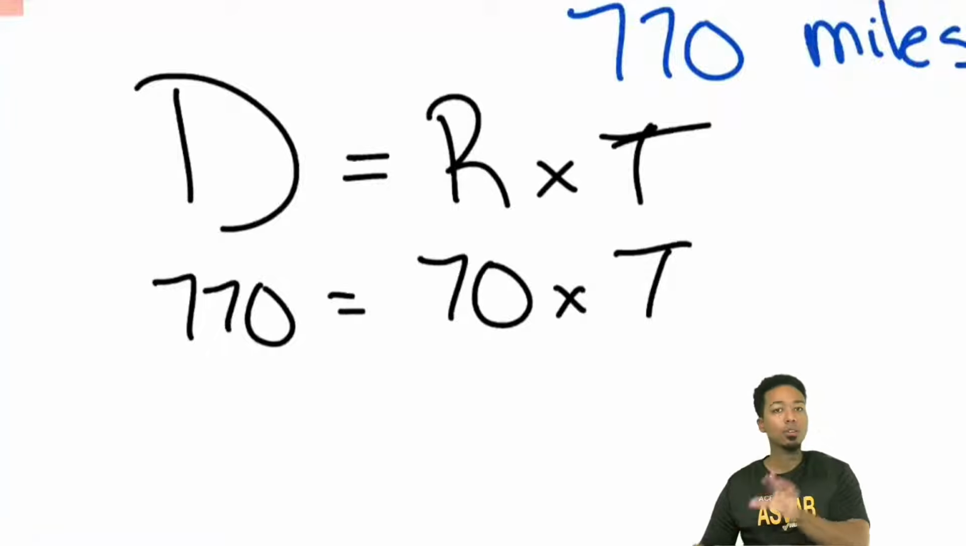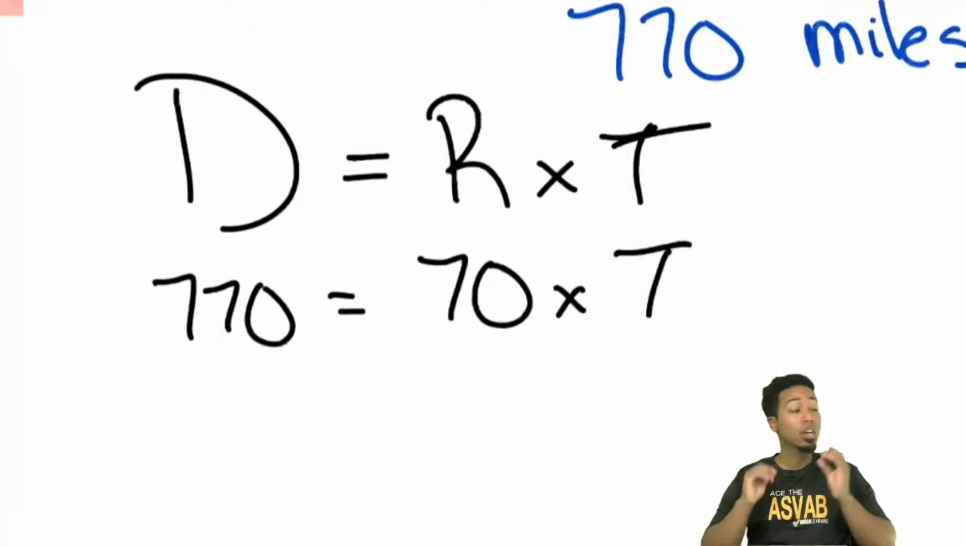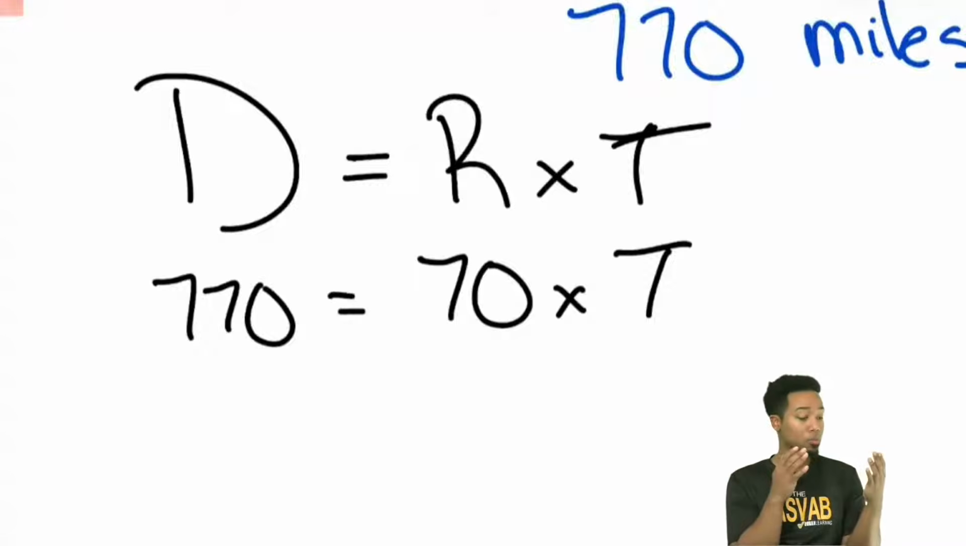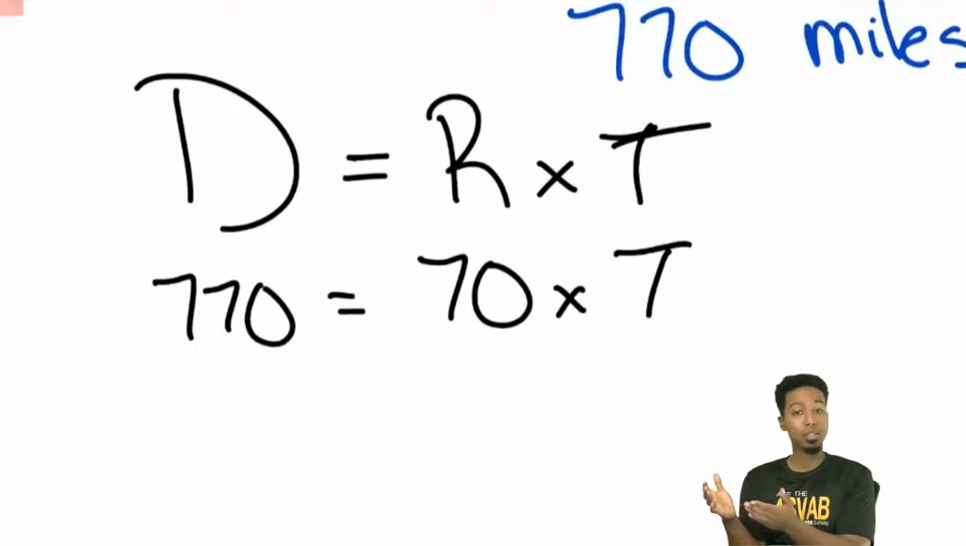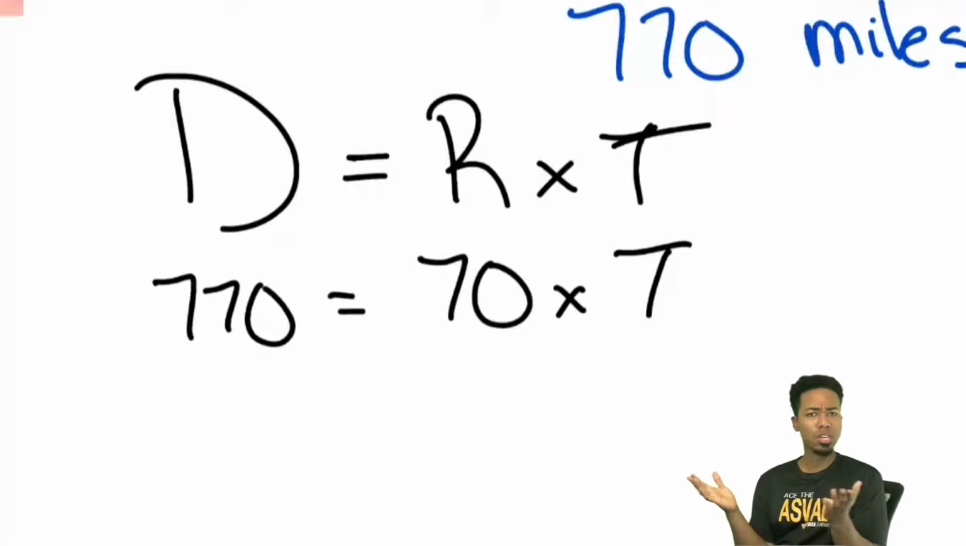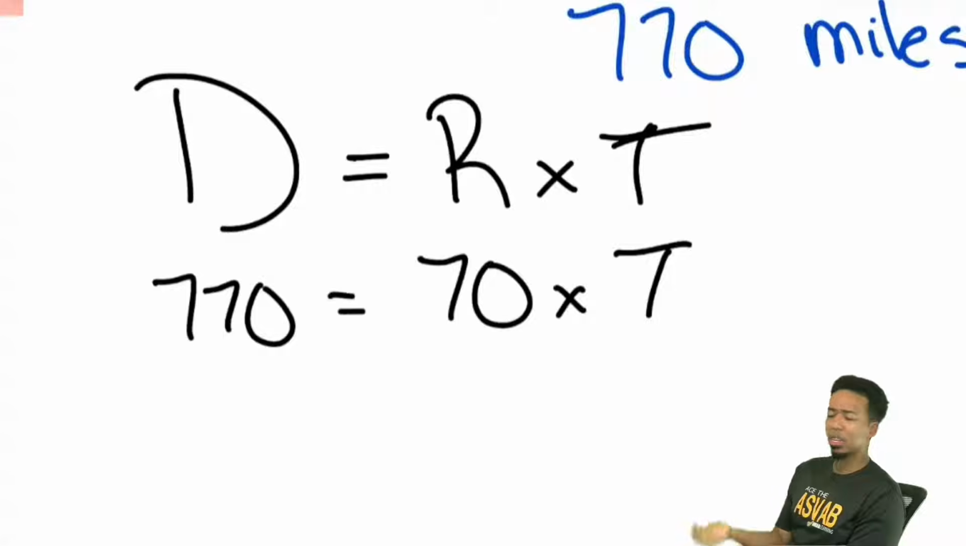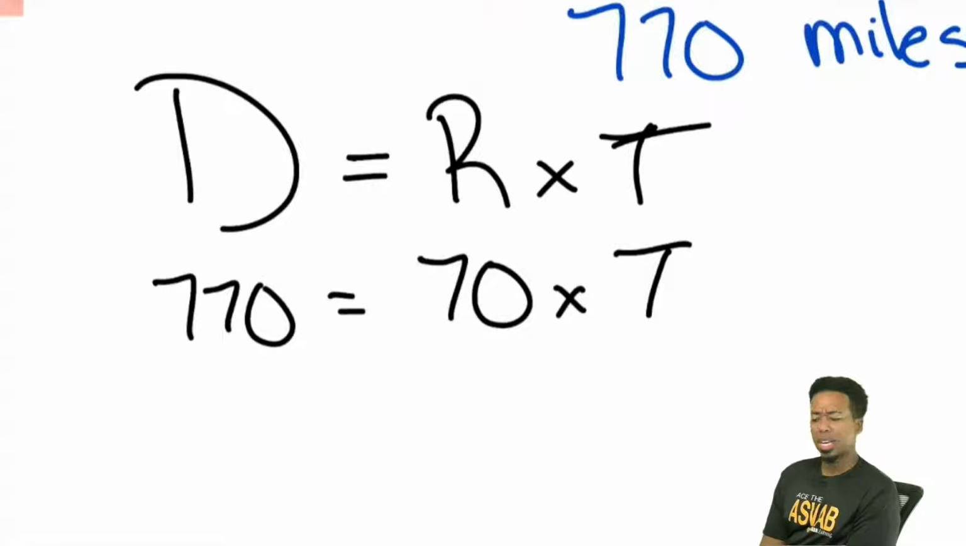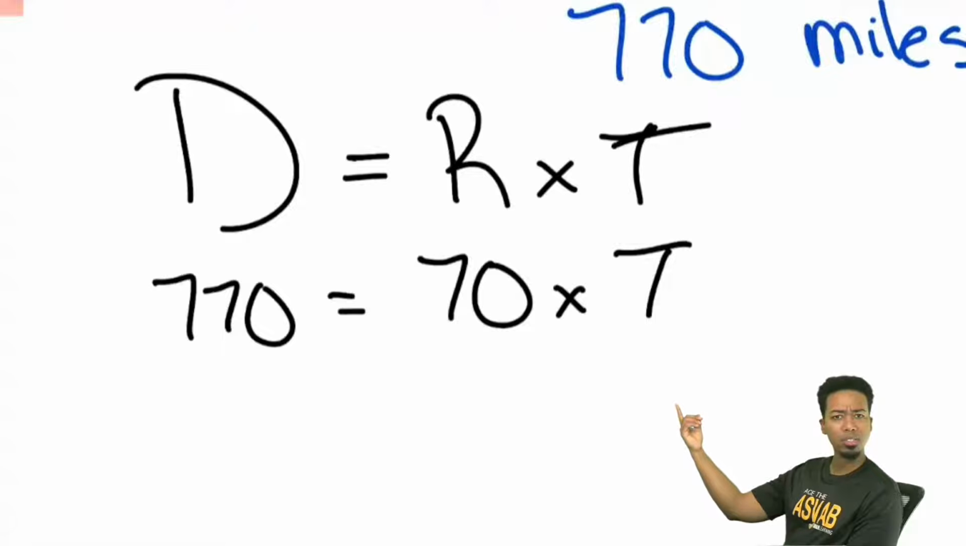Now I'm going to pause right here because I know a lot of people want to ask, hey coach, how do I know when I'm supposed to be multiplying or when I'm supposed to be dividing? Very common question that we get when it comes to DRT problems or solving equations in general. When you take a look here, everybody, just ask yourself, is what we're looking for, the time, already by itself?